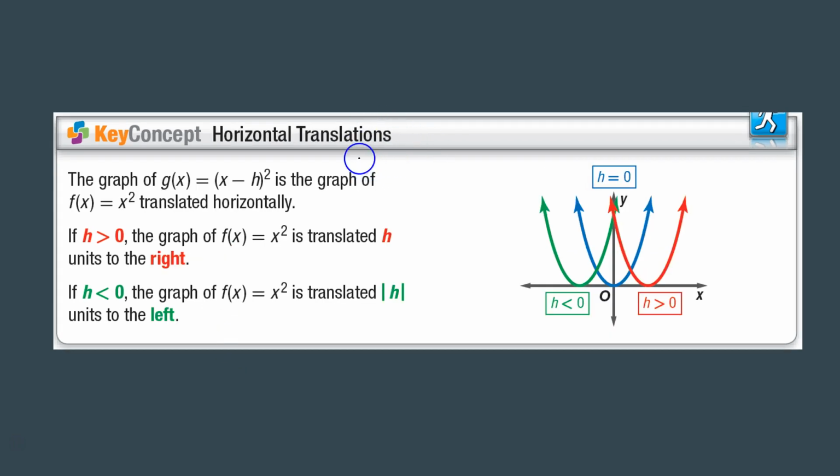Alright, now horizontal translations. So this one is when g of x is equal to (x minus h) squared, the graph is translated horizontally. If h is greater than 0, then it's translated to the right. If h is less than 0, it is translated to the left, as shown here.